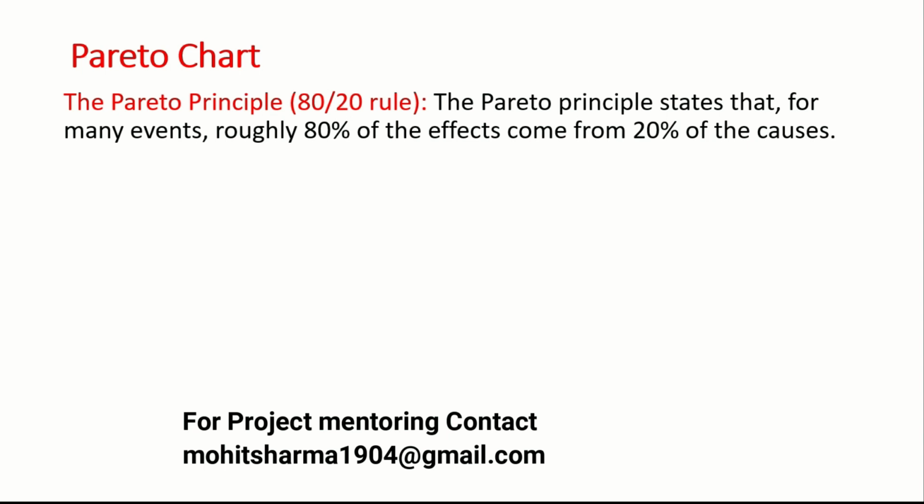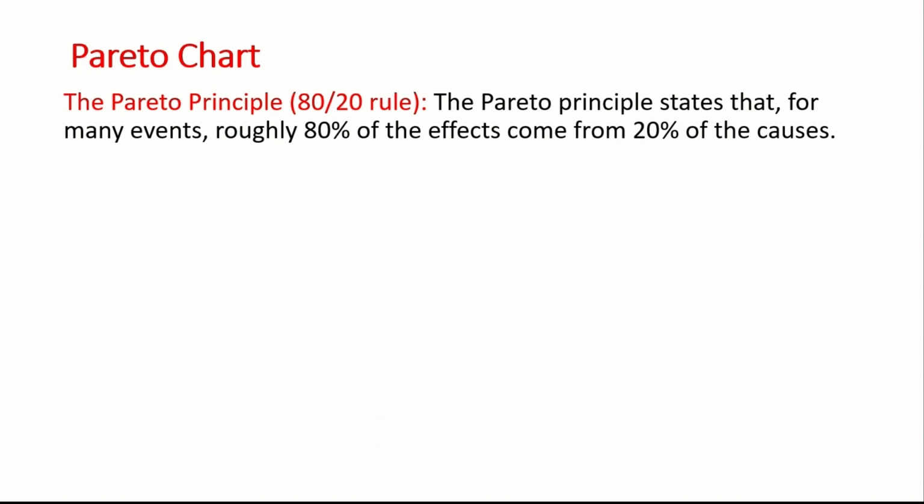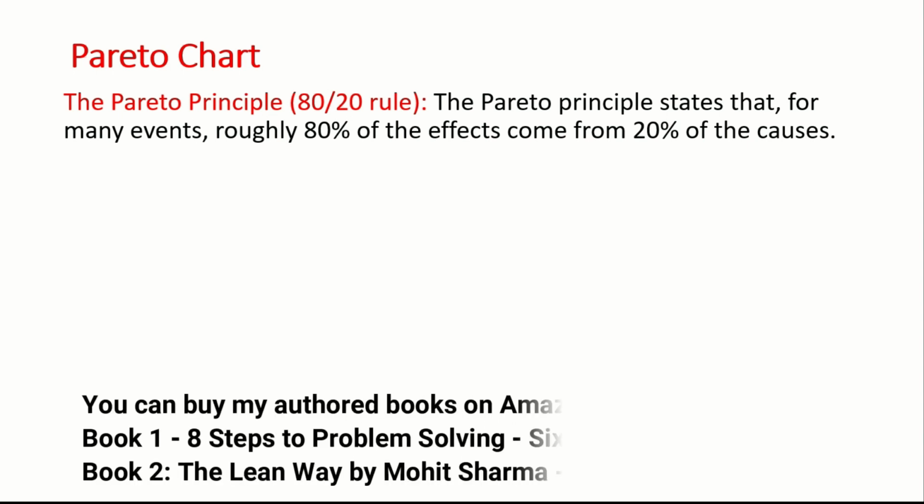Pareto chart works on the Pareto principle, which is also known as the 80-20 rule. The Pareto principle states that for many events, roughly 80% of the effect comes from 20% of the causes. What does this mean? It means that the process problems which are contributing 80% to the overall effect are caused by only 20% of the causes.